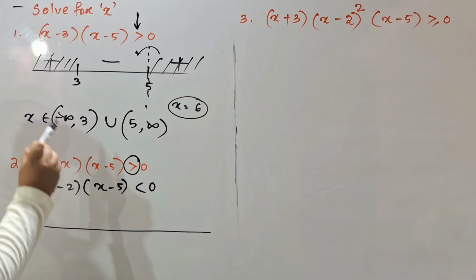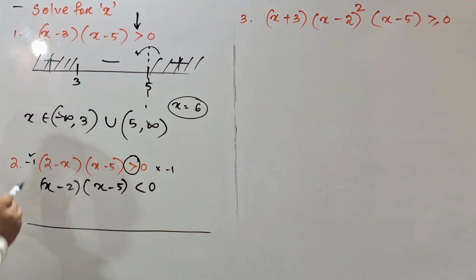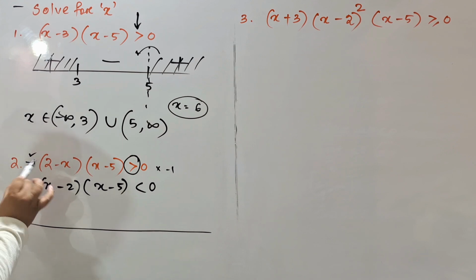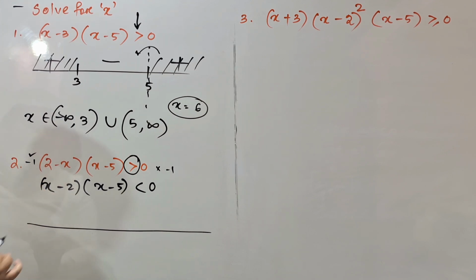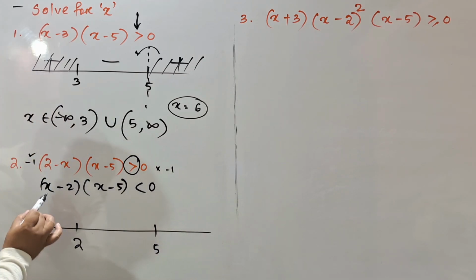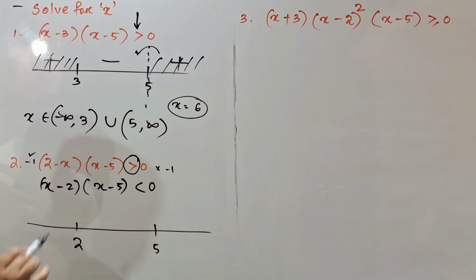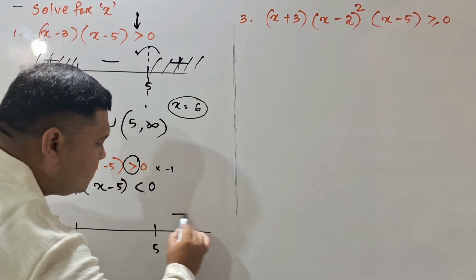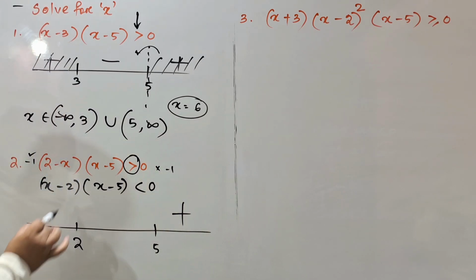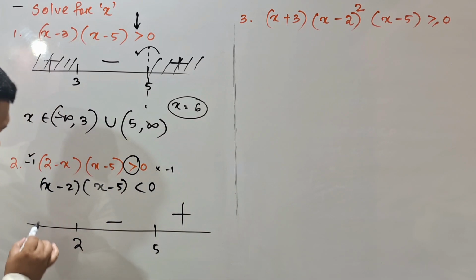So I multiply by a negative value here. On both sides, 0 into minus 1 is 0. And here if I open this, minus 2, minus minus becomes plus. Okay. Now how many critical points? 2 critical points, 2 and 5. Now you check the coefficient of x, positive. The right side of the inequality is 0. Standard form satisfied, so the rightmost region is positive. If you observe, the power is 1 and 1, meaning odd, so the sign will change.